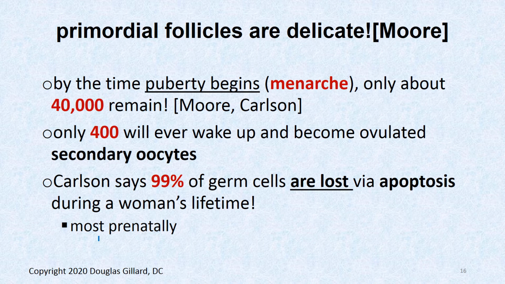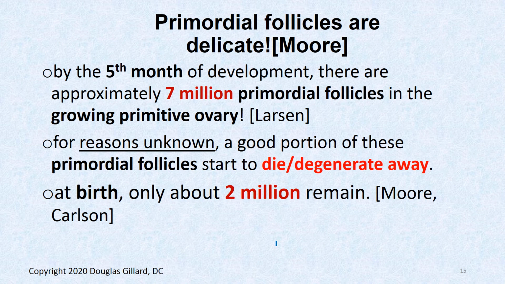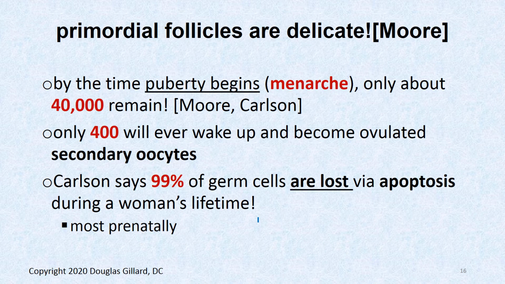They don't do very much after the child is born until the child starts secreting hormones around 12 or so. But by the time puberty begins and you start secreting hormones and become a woman, which is called, by the way, menarche, at the time of menarche we don't even have 1 million left. We started with 7 million, went to 2 million at birth, and now we're down to 40,000 of them.